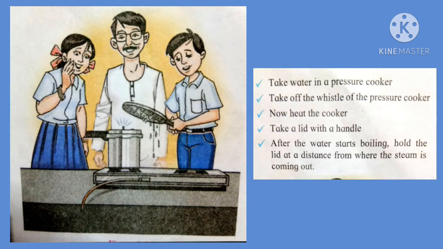Take water in a pressure cooker, take off the whistle of the pressure cooker. Now heat the cooker, take a lid with a handle. After the water starts boiling, hold the lid at a distance from where the steam is coming out. So here in this picture we can see the activities given here. Observe what happened. You must have observed that the water changed into vapor after it was heated.